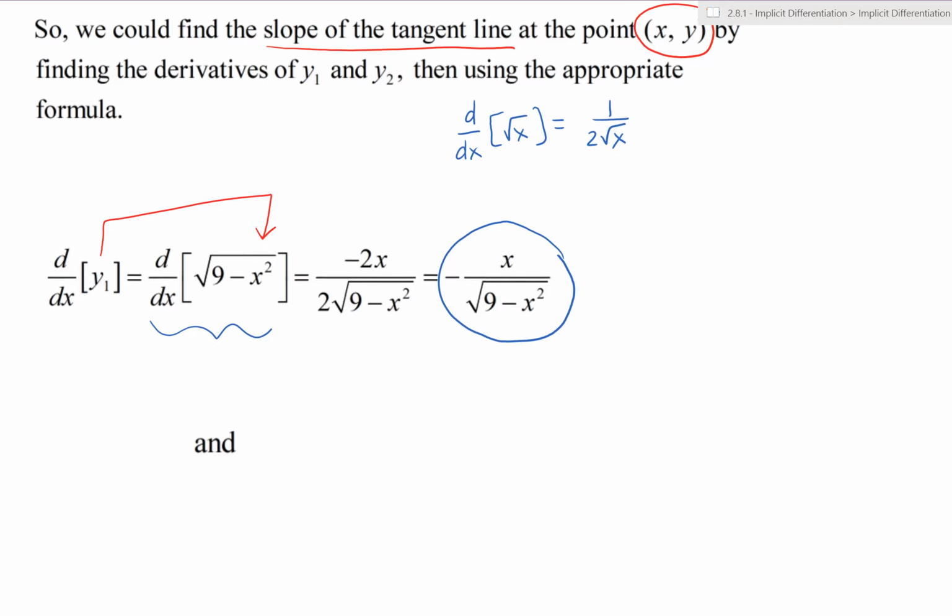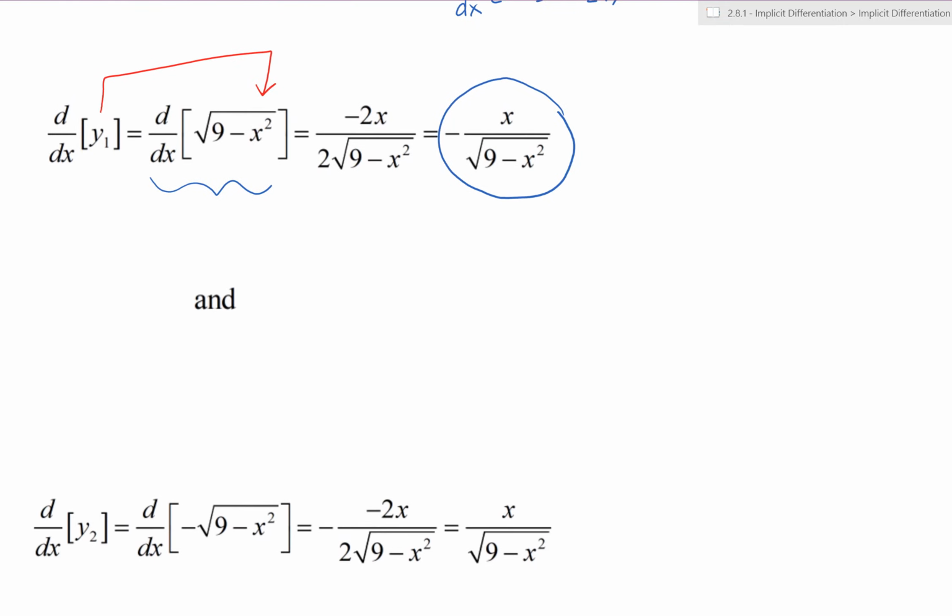And in fact, if I do the same thing for y2, I get basically the exact same thing. The only difference is there's a minus sign in front of the root for that function. And so the negatives turn to a positive, and we get this formula right here: positive x divided by square root of 9 minus x squared. So there we go. We have each individual derivative for both the top semicircle and the bottom semicircle.